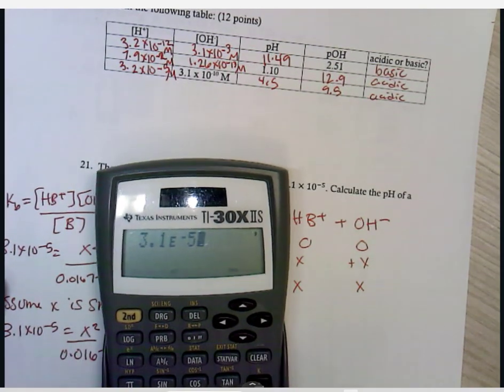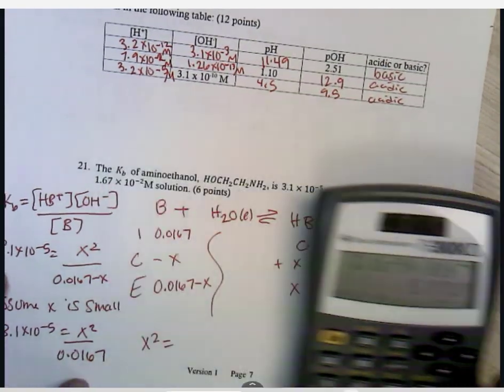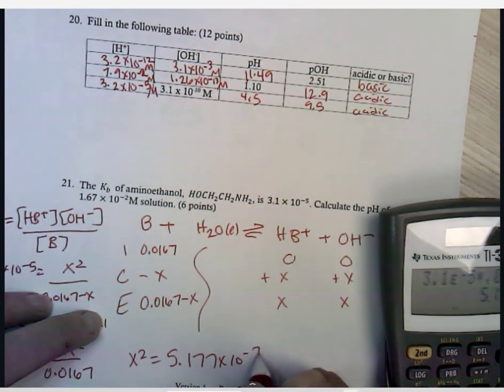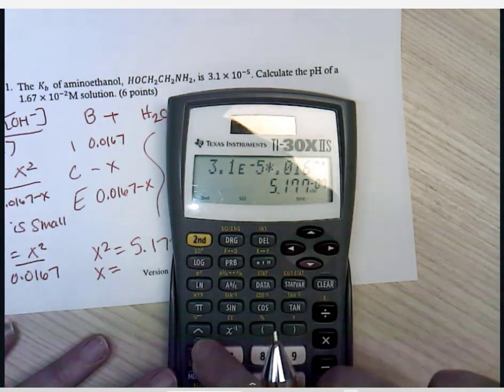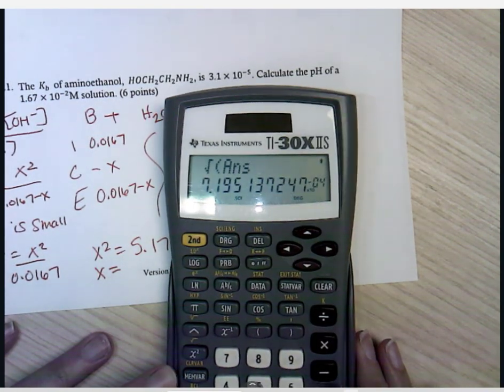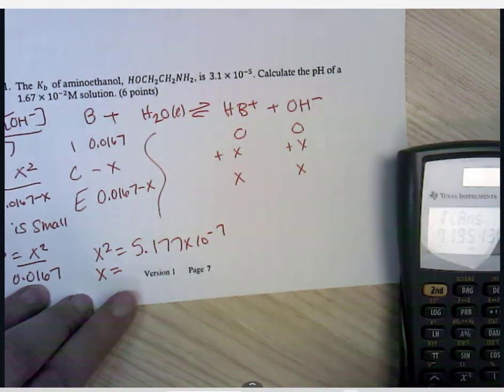Sorry, I've got a lot of glare here. 0.0167. And I have 5.177 times 10 to the minus 7th. And then I take the square root of that to get 7.195 times 10 to the minus 4th.